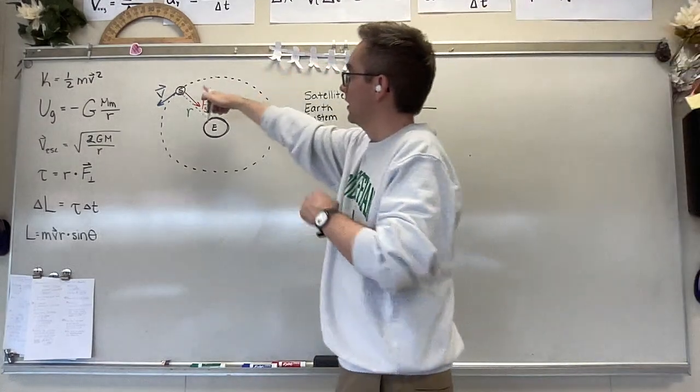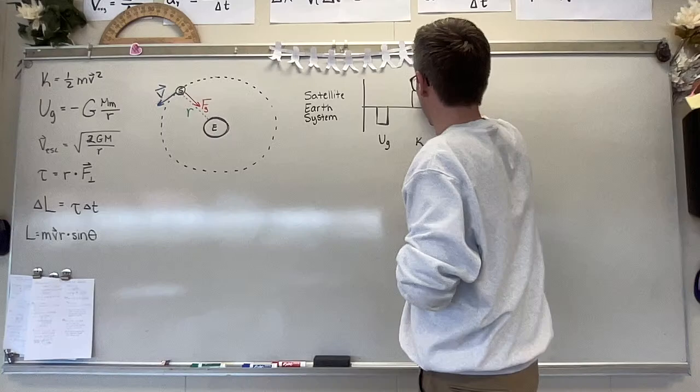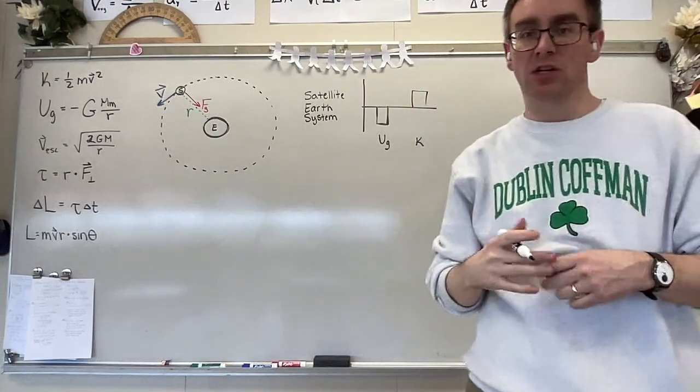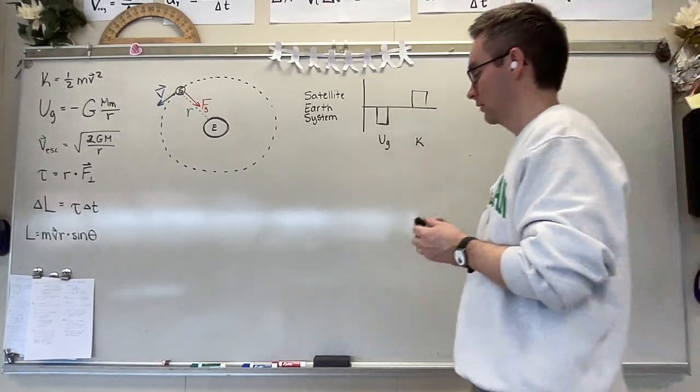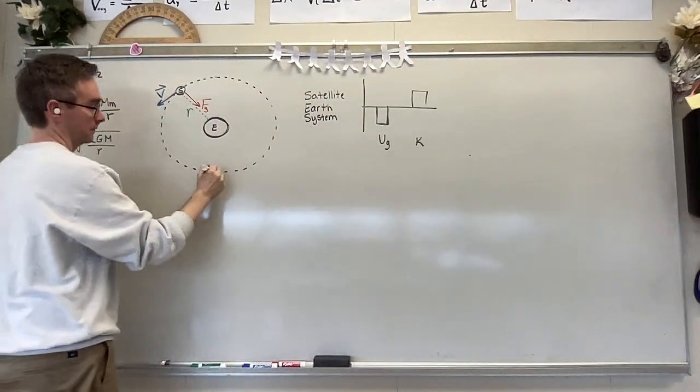And we have a velocity vector, which means we're going to have some sort of kinetic energy as well. So let's think about this as it goes around. As our satellite goes around, let's say it gets to this point right here.